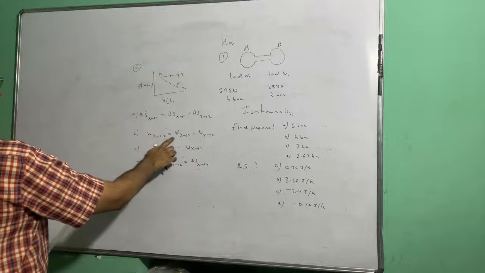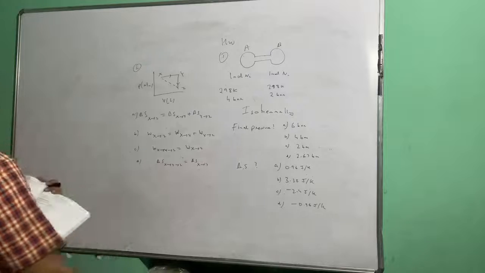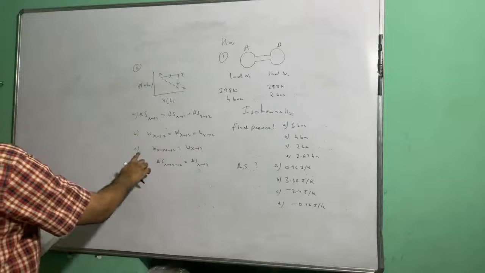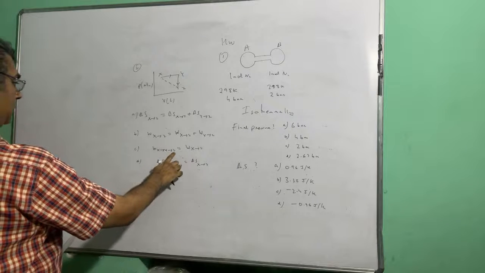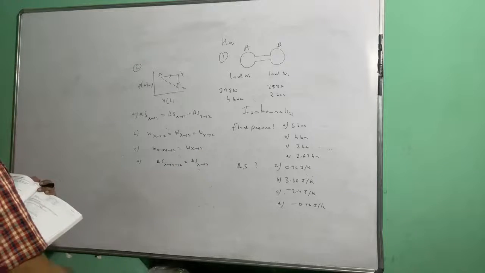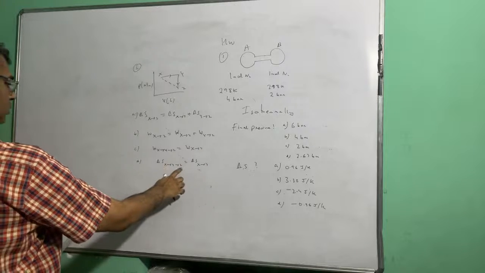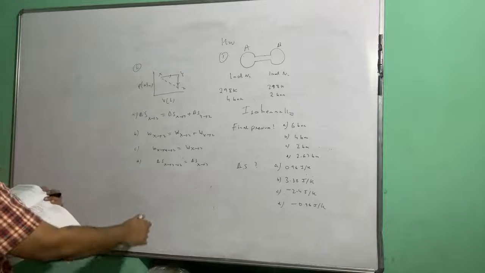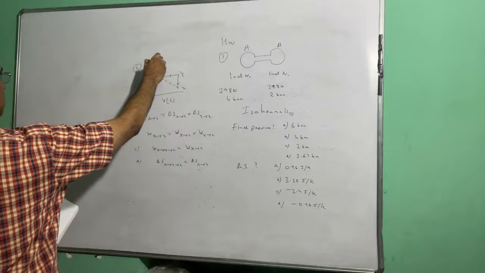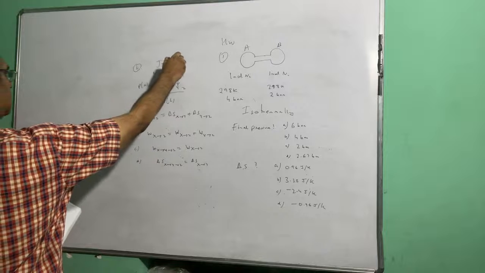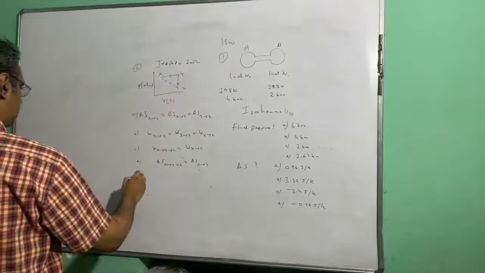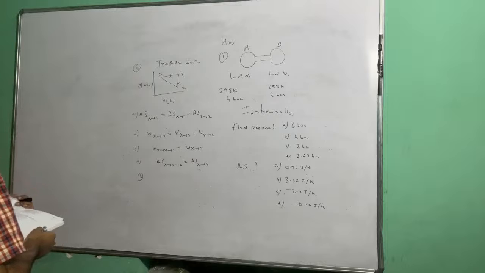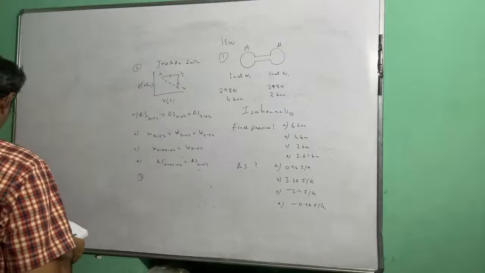Option B, work done X to Z is work done X to Y plus work done Y to Z, that is option B. Option C, work done X to Y to Z is work done X to Y. Option D, change in entropy X to Y to Z is change in entropy X to Y. This is question number 2. You have to select all the correct options. This question is from JEE Advanced 2012. Question number 3.